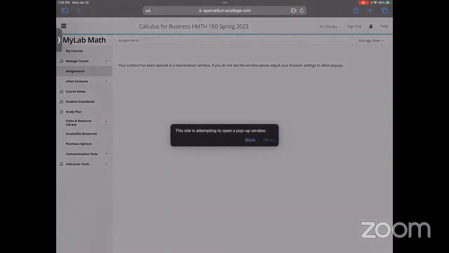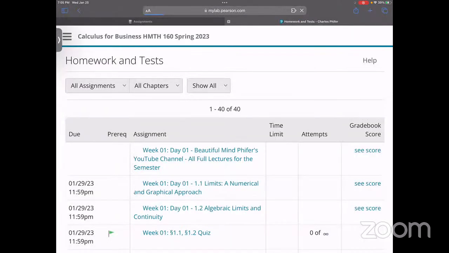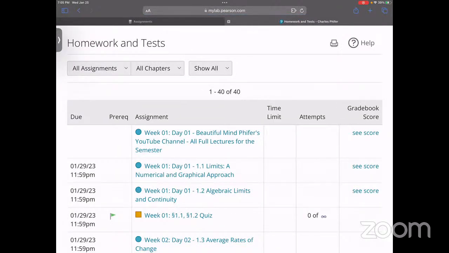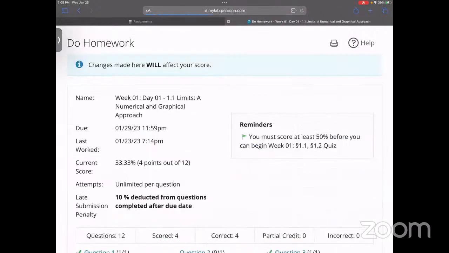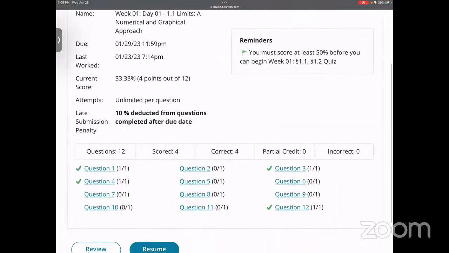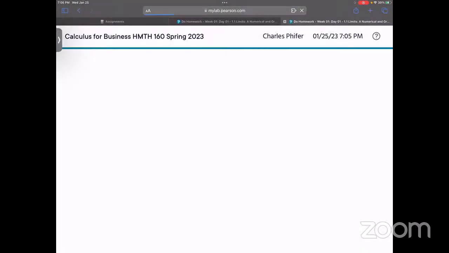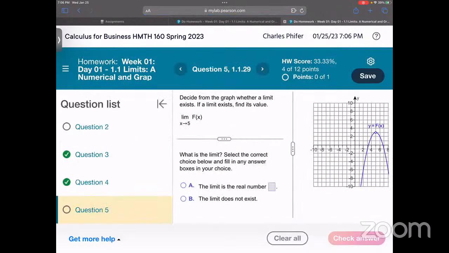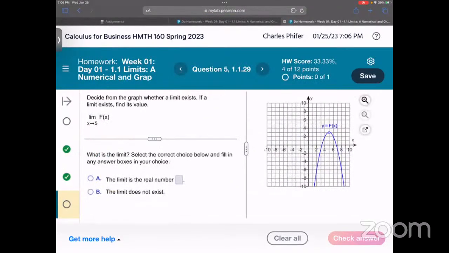Okay, let's take a moment and touch on a few questions from 1.1. We got through the bulk of 1.2, and it looks like we jumped around. Let me start with question 5. This comes from section 1.1, question 29 from the back of that section.